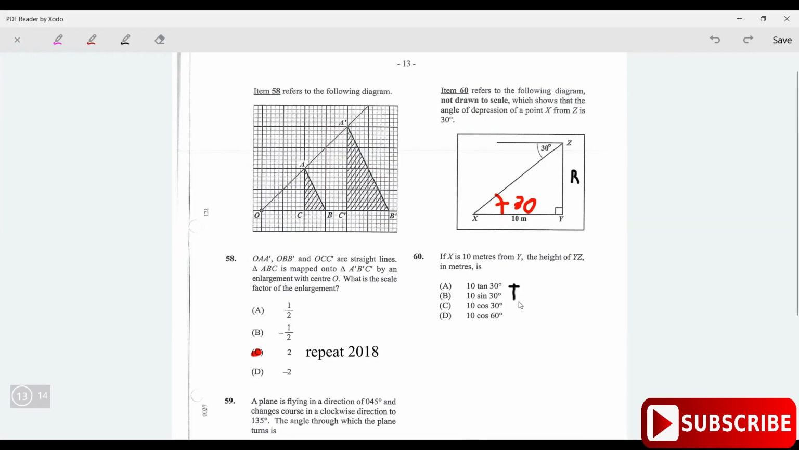So we use tan when we have adjacent and opposite, and so the tan of 30 is equal to r over 10, opposite over adjacent. So cross multiply to get r is 10 tan 30. R is 10 tan 30. Easy question. R is 10 tan 30. Easy.